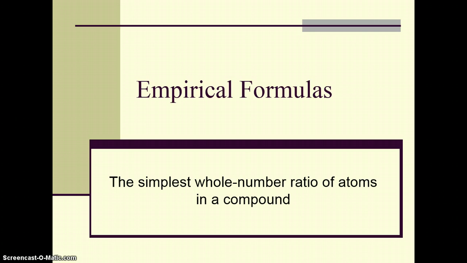If we look at something like hydrogen peroxide, H2O2, the simplest whole number ratio is 1 to 1, so HO, because there's one H for every oxygen, even though our formula is H2O2. That's the molecular formula, and that's what we're going to work on the next day.